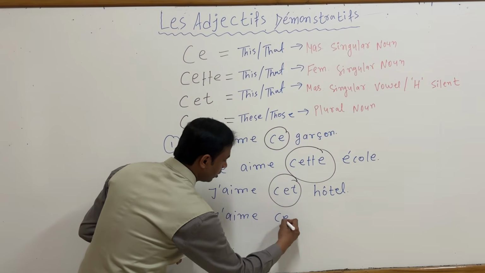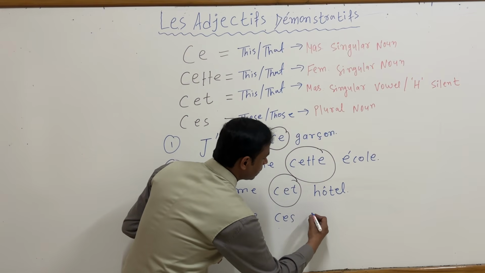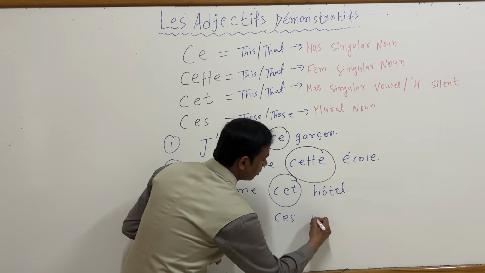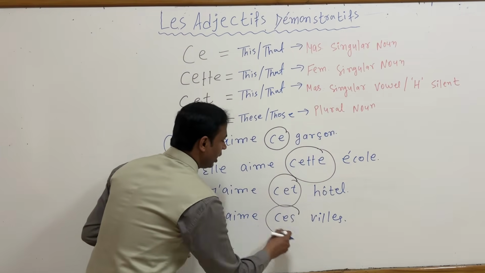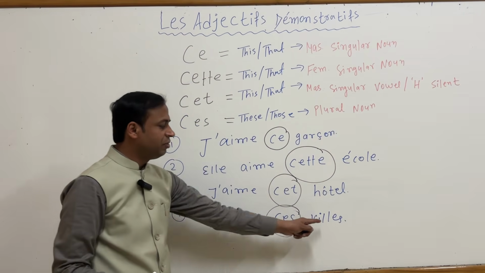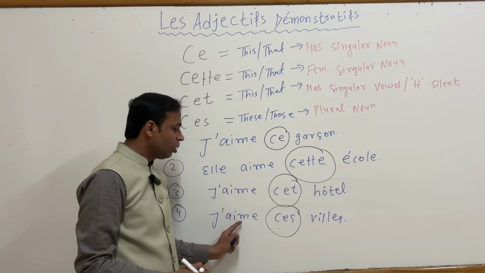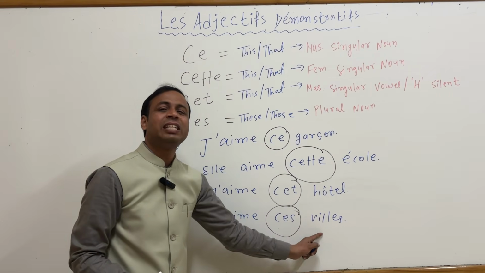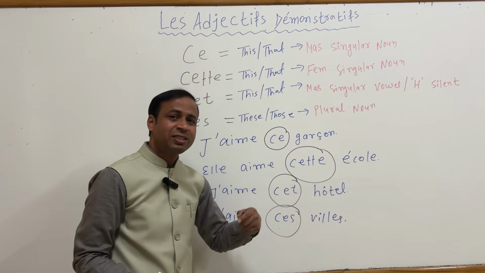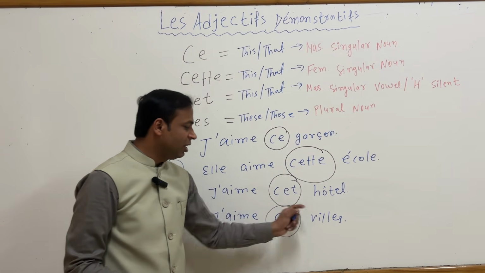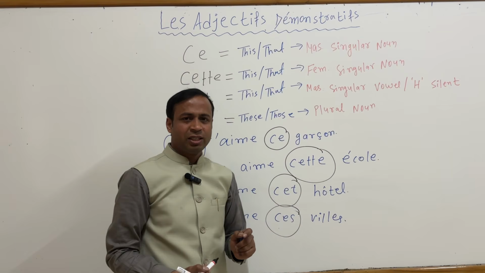Or j'aime ces villes, okay. So here I am using ces, j'aime ces villes. So I like or I love these cities, ville means city, okay, and it is plural, so it is cities, okay. So j'aime ces villes, I like these cities, okay.